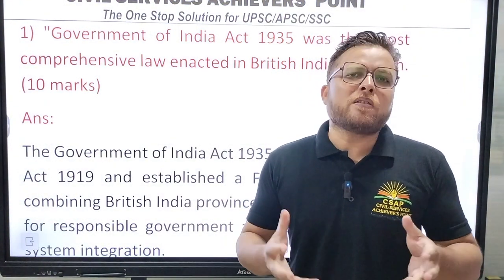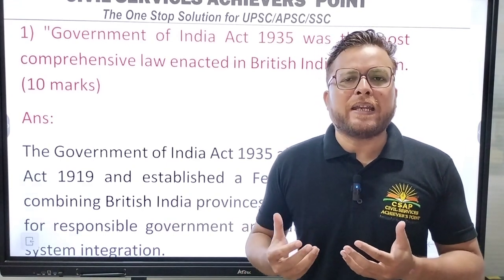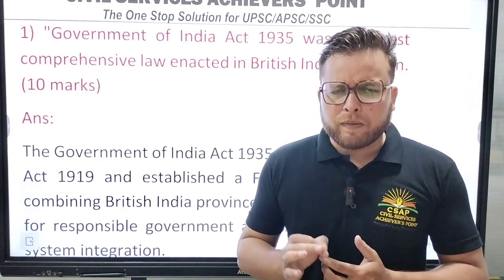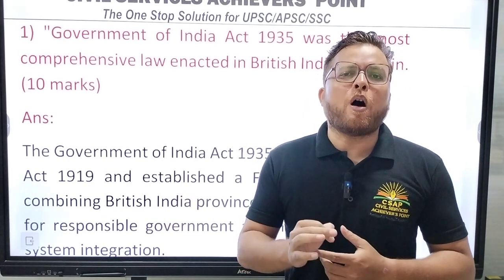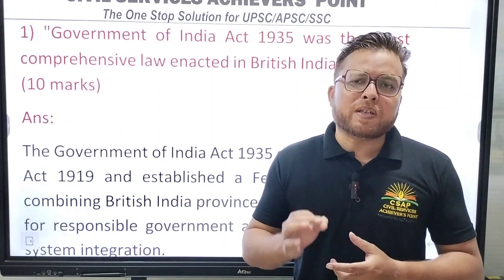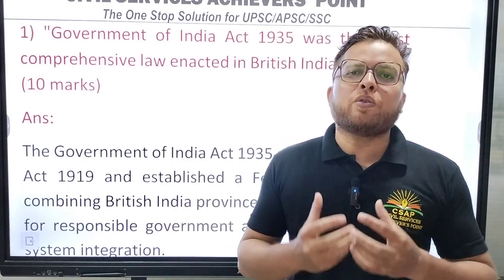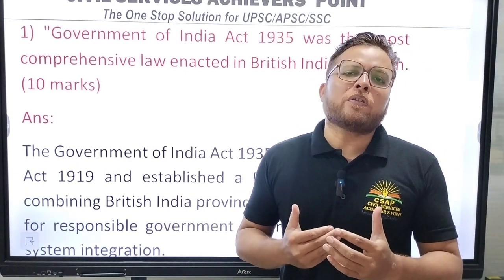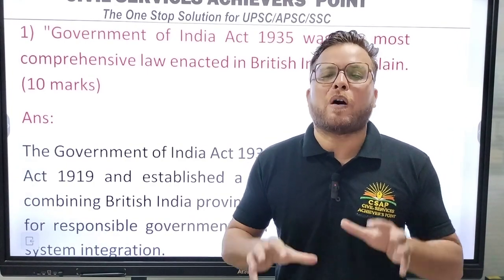Now see, the Britishers, while they were ruling in India, had enacted many laws or acts. Out of all those laws, the most complete law was the Government of India Act 1935. It is the most complete, most comprehensive law. So in this particular question, you have to talk about this particular act at length. You need to explain the various contents of this particular act.